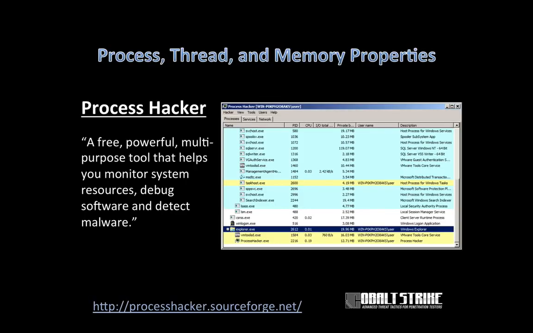All right, let's talk process, thread, and memory properties. Throughout this course, we're going to use a tool called Process Hacker to analyze the process, thread, and memory properties of our processes and to see the anomalies used for detection firsthand. Process Hacker describes itself as a free, powerful, multi-purpose tool that helps you monitor system resources, debug software, and detect malware. It's available at processhacker.sourceforge.net.